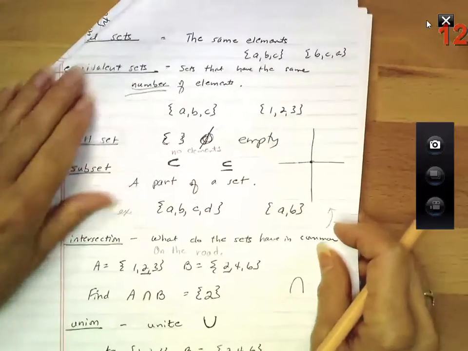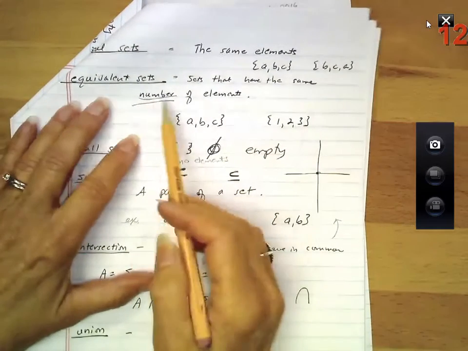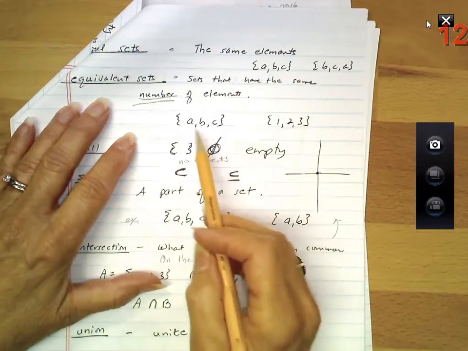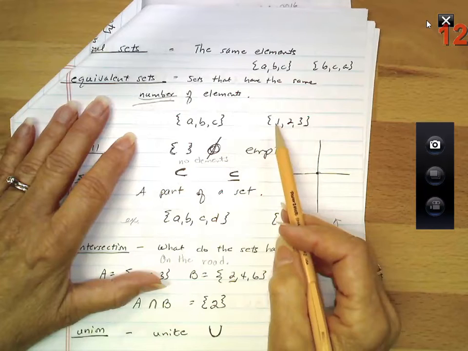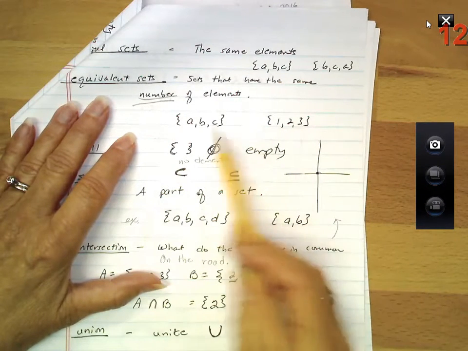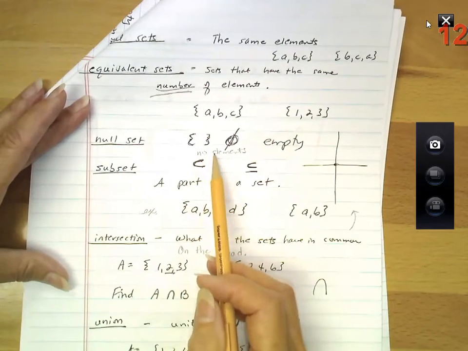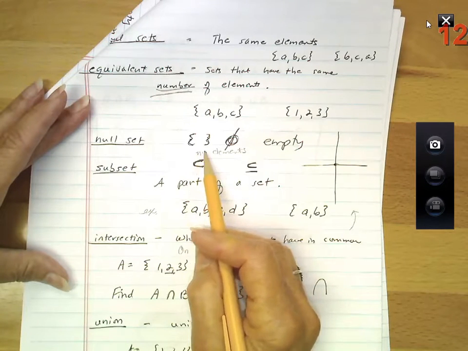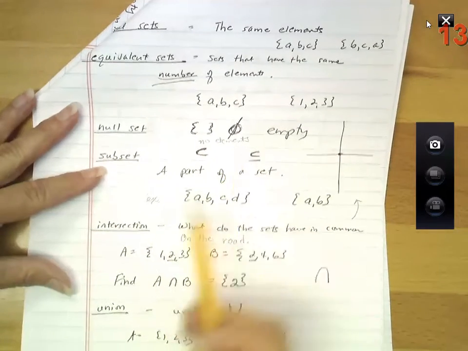Then we had equal sets and equivalent sets. They are equal if they are exactly the same. Equivalent means they have the same number of elements. So this set has members A, B, and C, and this set has members 1, 2, and 3. They are equivalent because they have the same number. They are not equal, because they do not have the same elements. Null set means the empty set. There are no elements in there. If I said the set of alligators in this room, there are none, hopefully. So it's the null set.